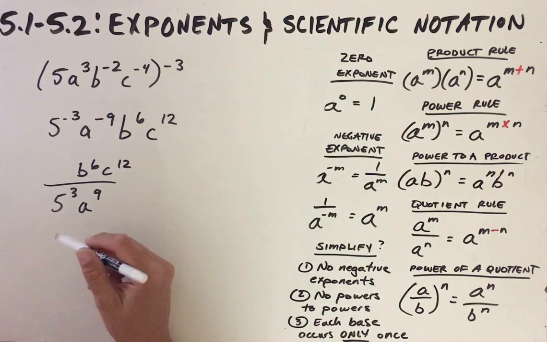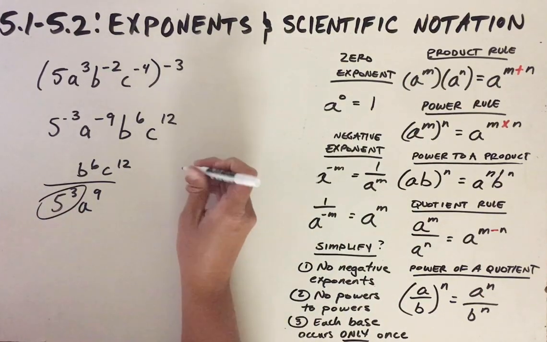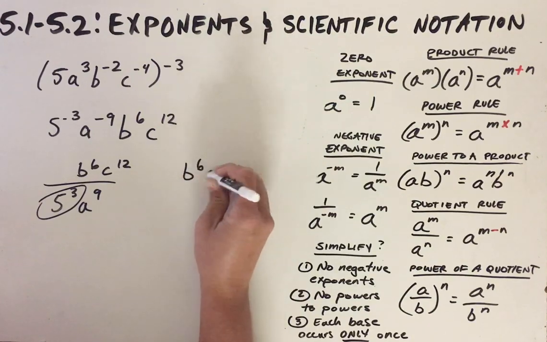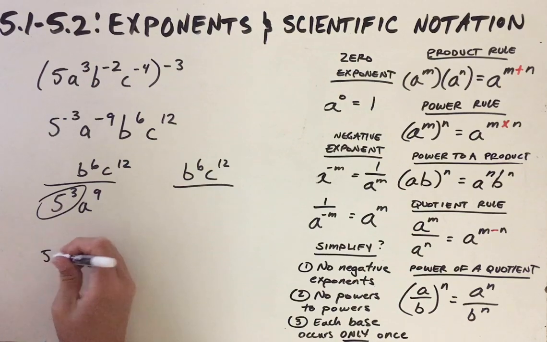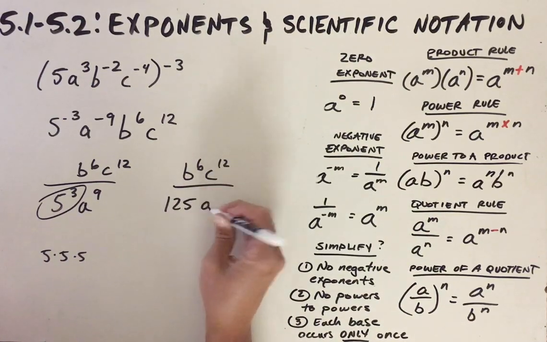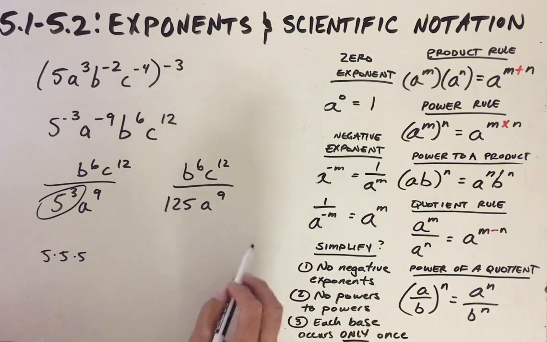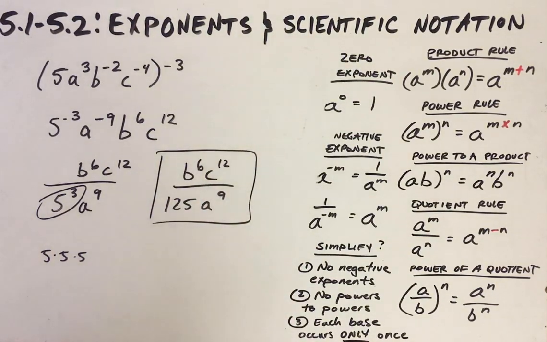This is not considered all the way simplified though, because I actually know the value of 5 cubed. So I will have b to the 6th, c to the 12th, over 5 times 5 times 5, which is 25, which is 125. So over 125, a to the 9th. Now I have simplified this all the way. Okay, so that is kind of a bigger problem.